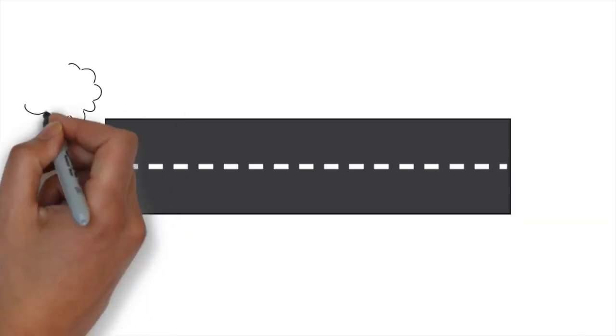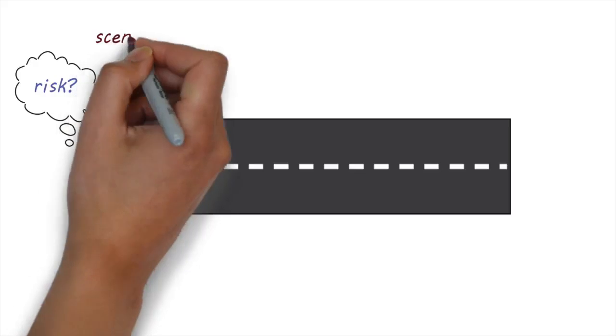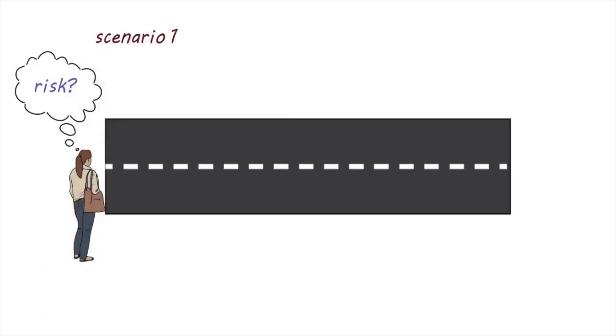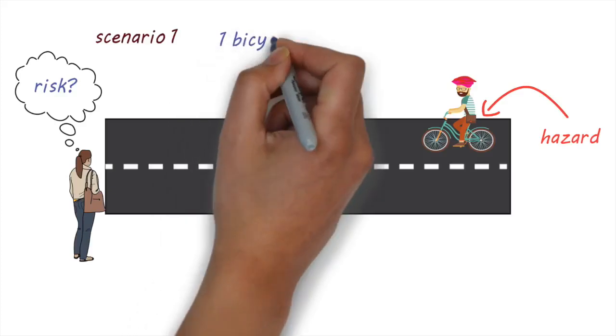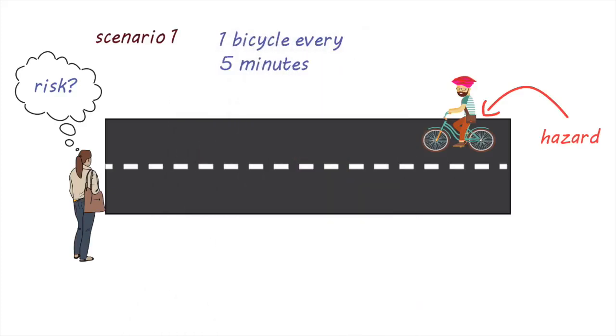Say you have to cross a road, and you're trying to figure out what the risk associated with this is. Let's take a look at some different scenarios. In the first scenario, our hazard is a bicycle. Let's assume there are only bicycles allowed on this road. Let's also assume that the road is not that busy, and there's only one bicycle every 5 minutes on that road.